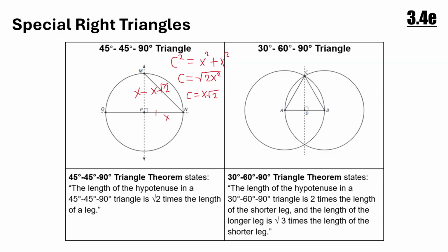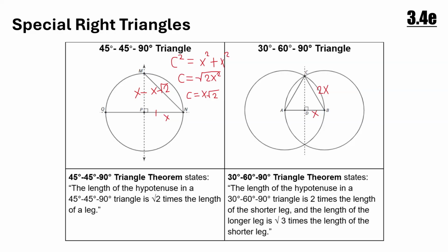The 30-60-90 triangle theorem states the length of the hypotenuse in a 30-60-90 triangle is 2 times the length of the shorter leg, and the length of the longer leg is square root 3 times the length of the shorter leg. To get a 30-60-90 right triangle, an equilateral triangle must have a perpendicular bisector to bisect the 60 degree angle. By doing so, one leg will be half the radius and the hypotenuse will be the radius of a circle. This creates the x and 2x relationship between the shorter leg and the hypotenuse.